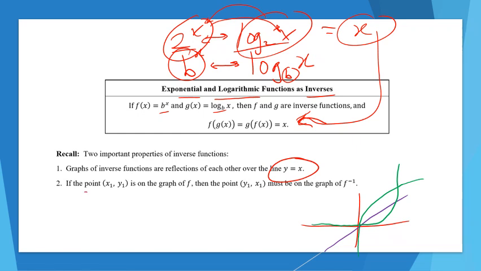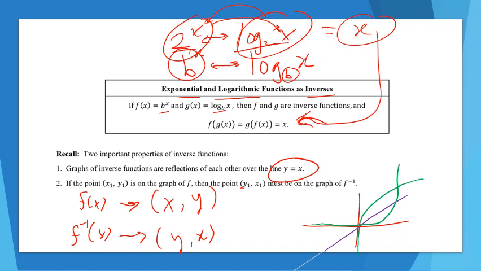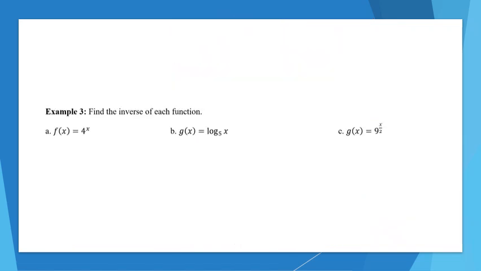The other thing to know is if you have just the original function and then its inverse, if on the original function we know there's a point, let's say just (x, y), on the inverse, (y, x) has to be a point. So for example, let's say (2, 4), on the inverse, (4, 2) has to be a point.